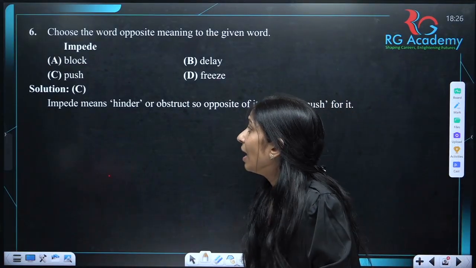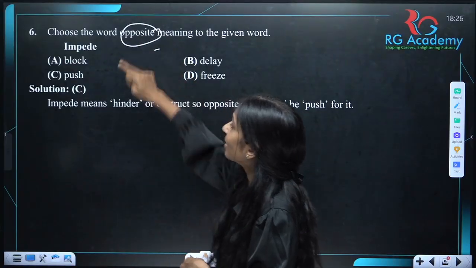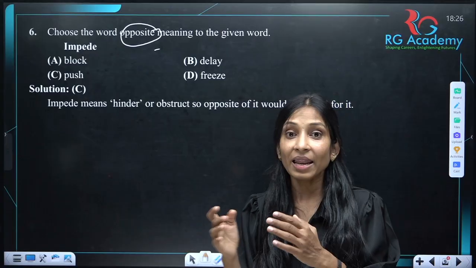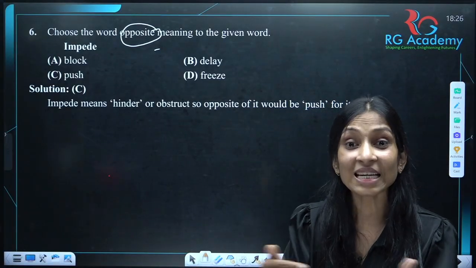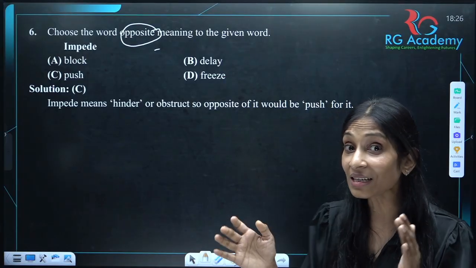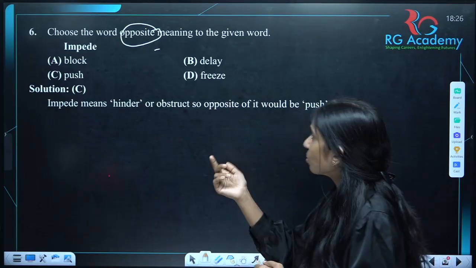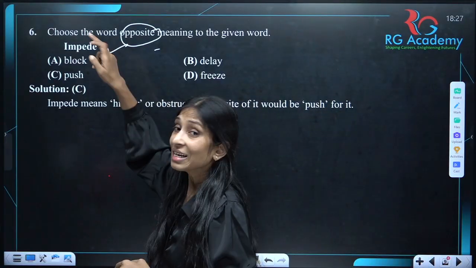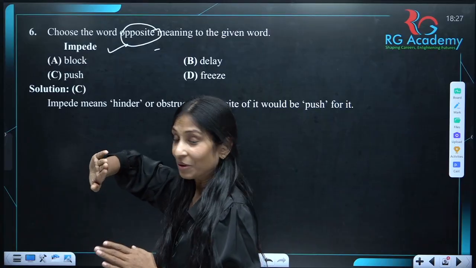Now let us see. Choose the word opposite. Again we have been asked the opposite. Now impede. Impede means stop, hinder, right? So now let us see options which are opposite to stop. Because the meaning of the word impede which has been given to us is to stop, to hinder, right?